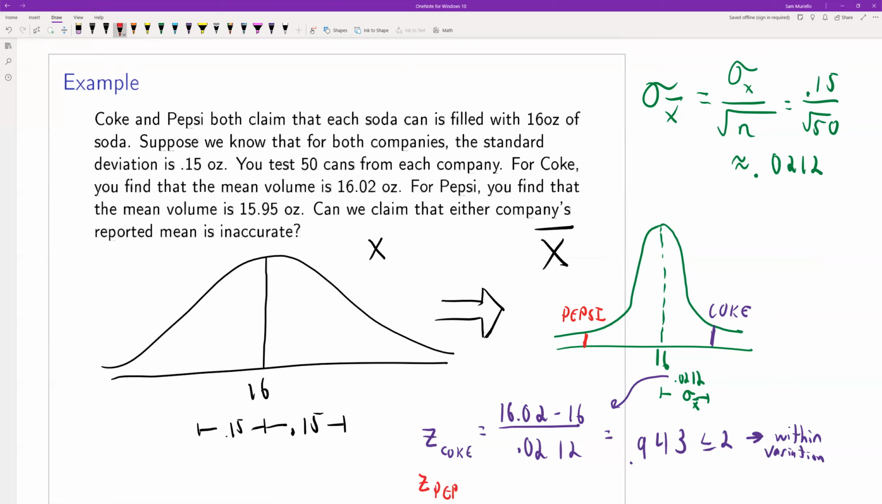Whereas, let's do the same thing with Pepsi. So that will be 15.95 minus 16 divided by 0.0212. Plugging this into our calculator, we obtain negative 2.358. This is less than -2. So we will say it is not within variation.